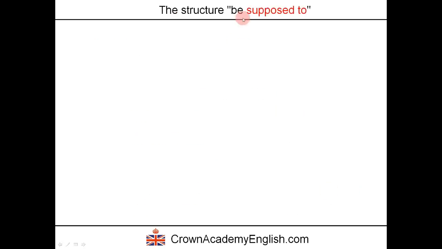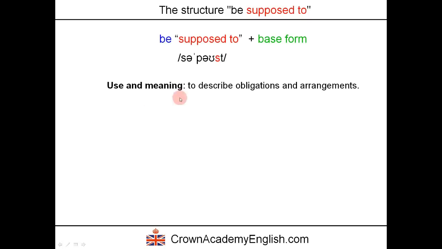The structure, be supposed to. Be supposed to followed by the base form of another verb. And this time, this is a slightly different pronunciation. So when we use this structure, it is an S sound at the end. Supposed to. Supposed to. And the use and meaning, well, the first meaning is to describe obligations and arrangements.